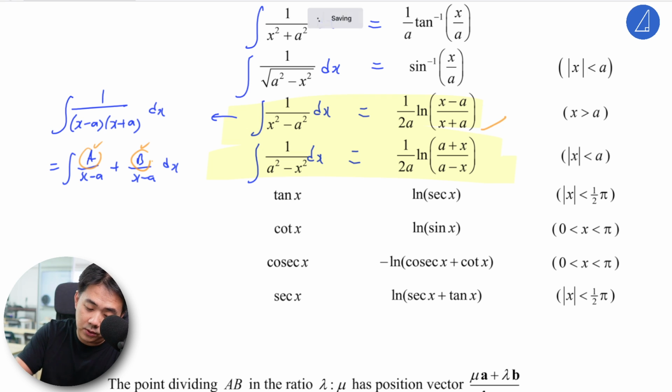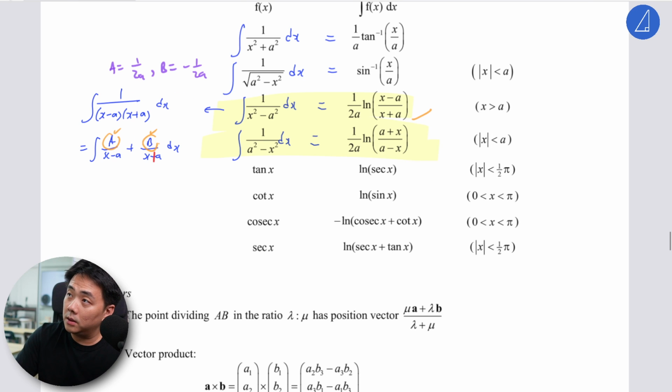Okay, so you will get this guy, and you can show it. I think you get half a, if I'm not mistaken. Wait, let me see. A is found by the cover up rule, I know it's 1 over 2a. B is actually 1 over 2a also, with a minus sign. Okay, like that. So this guy is actually done by partial fraction, and it will be simplified to this guy here.